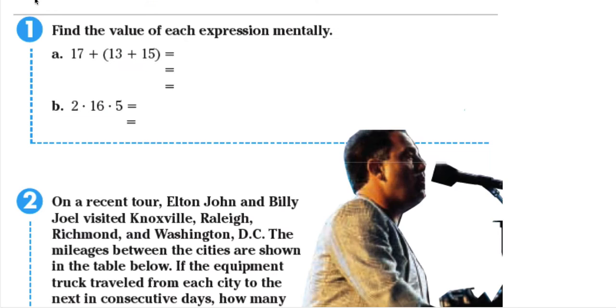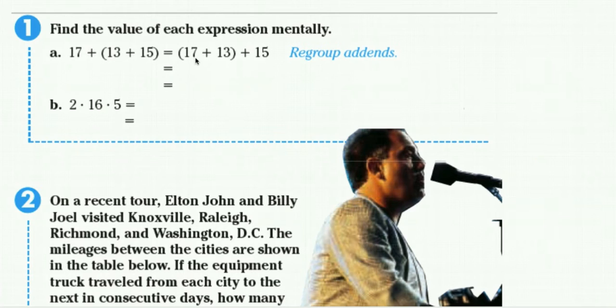Take a look at example number 1. Find the value of each expression mentally. 7 plus 13 plus 15. 7 plus the quantity 13 plus 15. So to be able to do this mentally, you need to think of compatible numbers. What numbers go with each other? In this case, if you notice, if you add 7 plus 13, that will give you a round number, which is 20. So you group 7 and 13 together, and you add 15.